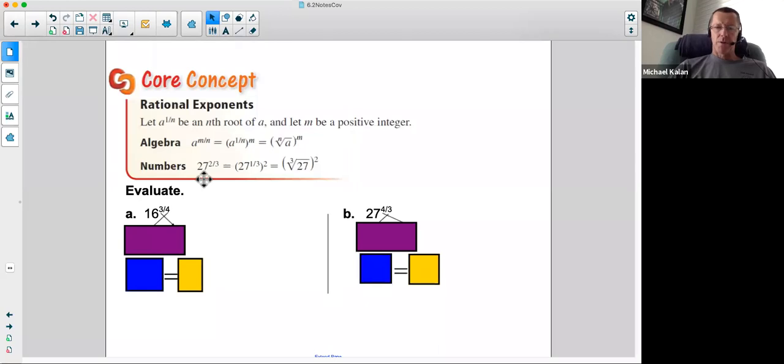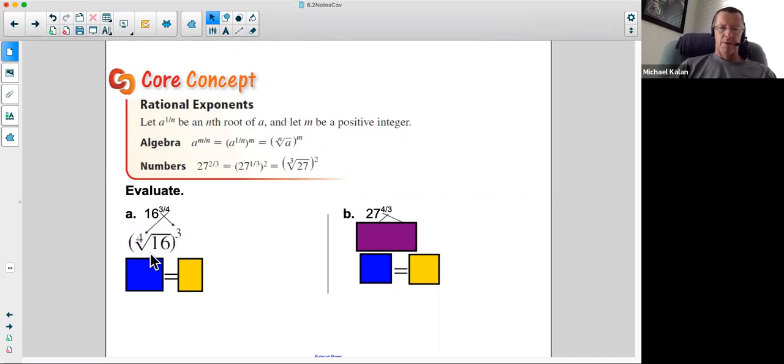So 27 to the 2/3 becomes, the 2 goes outside, the 3 goes inside as the root index, okay? Then we would do the cube root of 27 first, which is 3, and then 3 squared is equal to 9, okay? So when we evaluate, rewrite each of these in radical form, okay? So go ahead and try that one. Think about where the 3 goes, think about where the 4 goes.